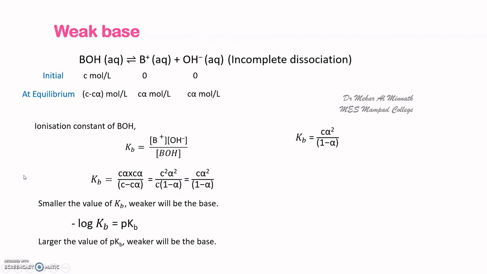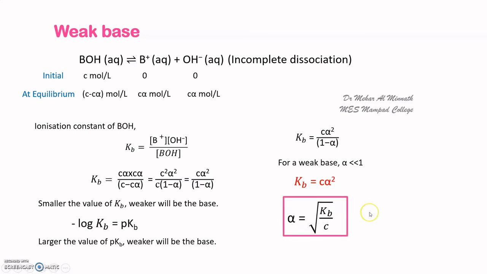Alright, we can say that since alpha, the degree of dissociation, will be very less than 1 for a weak base, the denominator term in this equation will be 1. So Kb will be equal to C alpha square, or the degree of dissociation alpha will be equal to root of Kb by C. For the acid, it was root of Ka by C. Alright, so this is the expression for the degree of dissociation for a weak base. So the concentration of OH- can be obtained from the value C alpha.